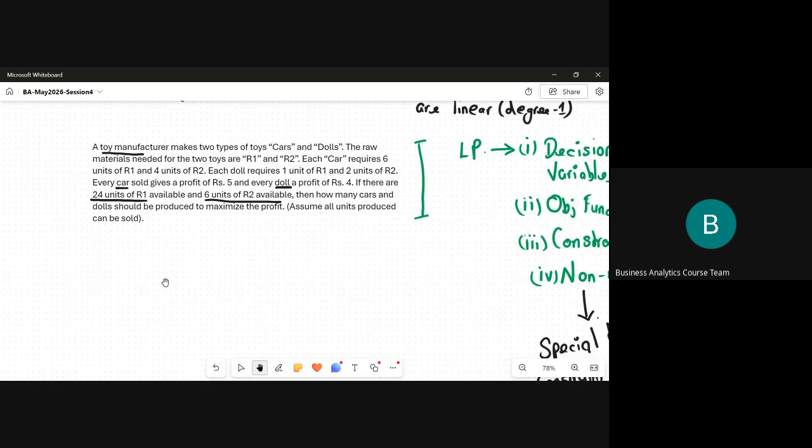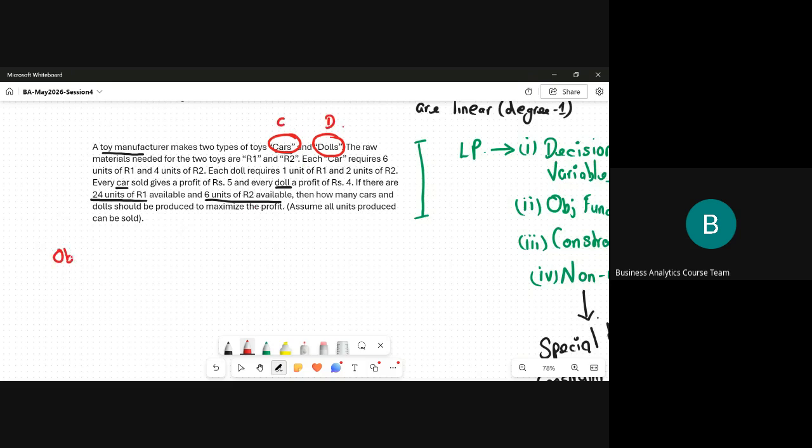Now, looking at our particular problem, we can convert whatever we have written into numbers. So I've already told you the decision variables are the number of cars and the number of dolls. The number of cars we are going to make and the number of dolls we are going to make are our decision variables. So C and D.